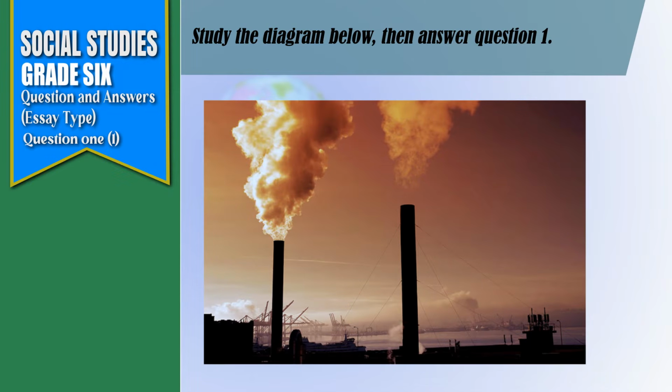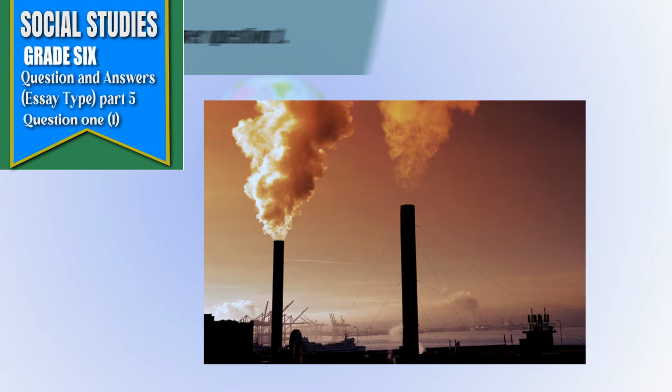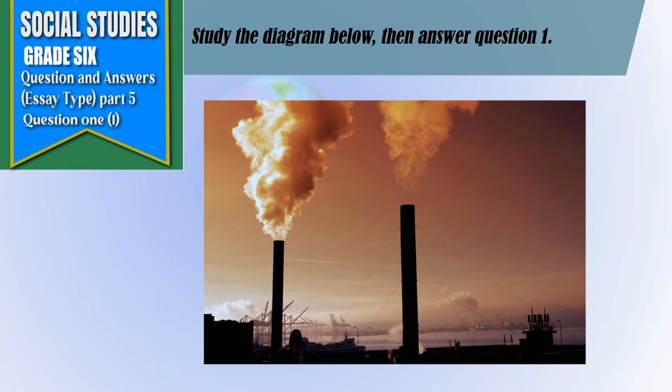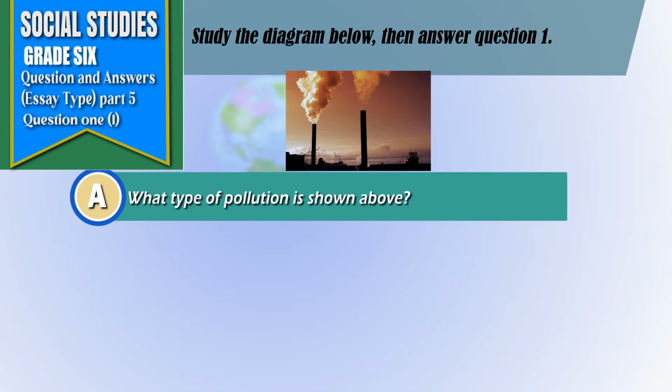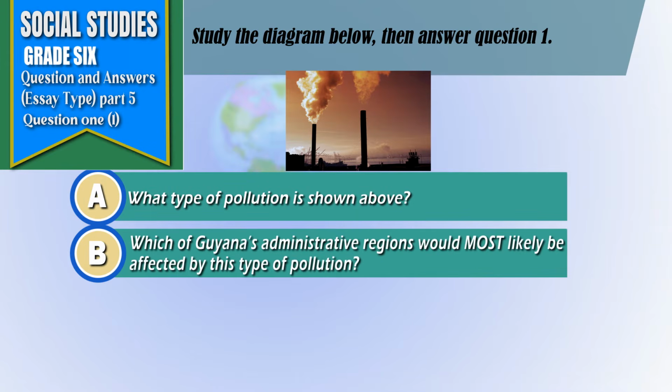Study the diagram below, then answer question 1. The diagram provides information that you can use to answer the questions. So question 1A. What type of pollution is shown above?